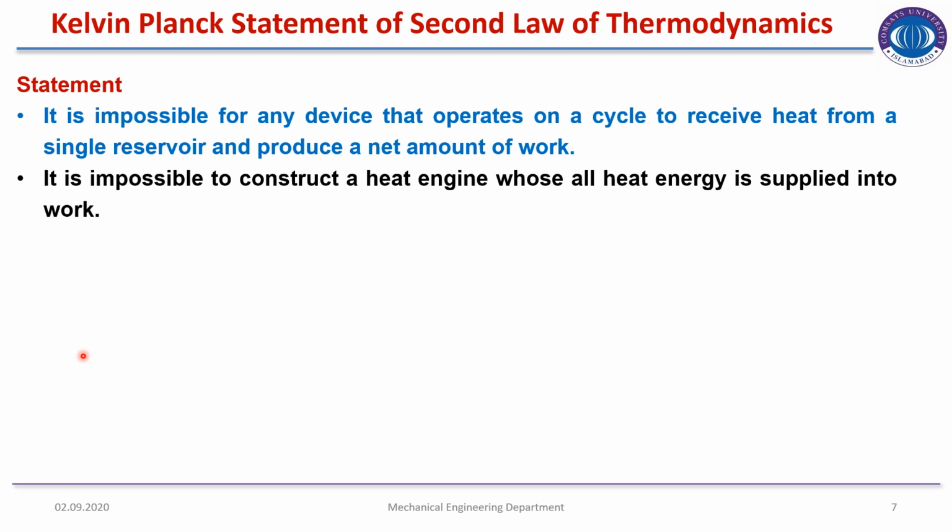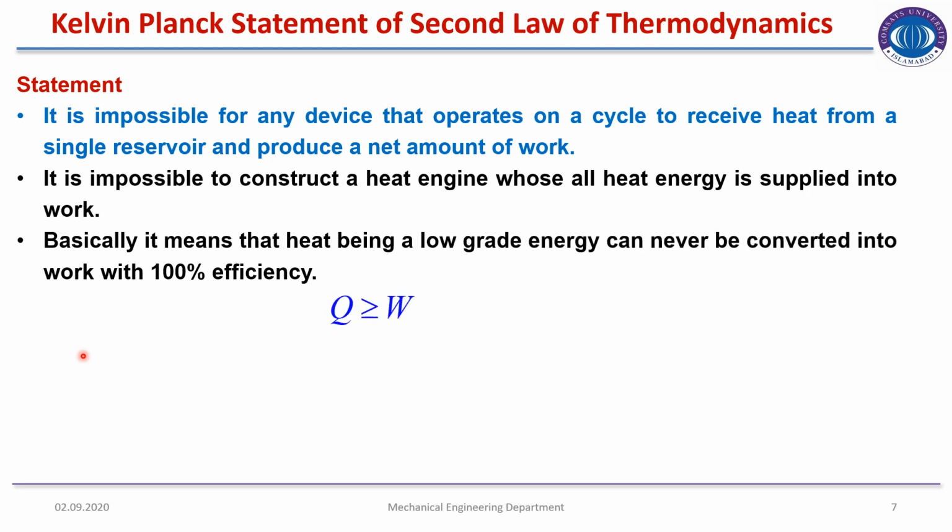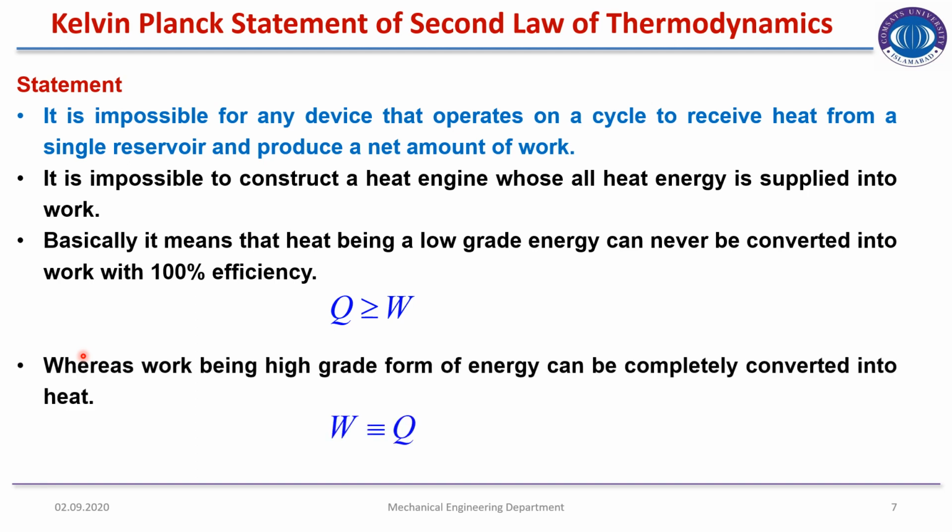So the Kelvin Planck statement also suggests, as the third point, that heat being a low grade energy can never be converted into work with 100% efficiency. So there will always be a decrease in the energy while converting thermal energy into a mechanical form of work. Whereas work, being a high grade form of energy, can be completely converted into heat.